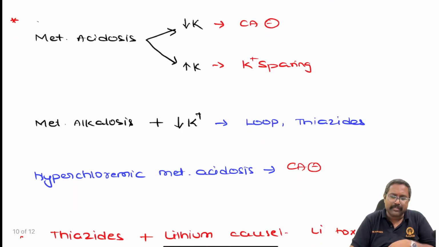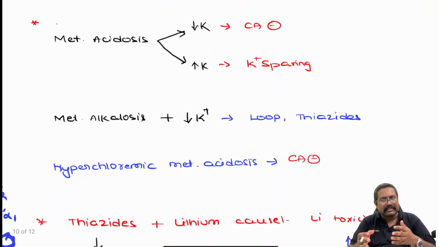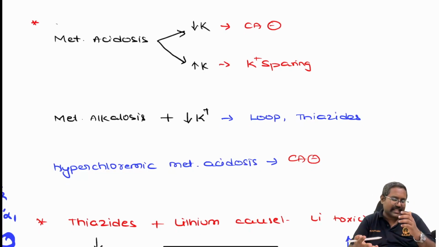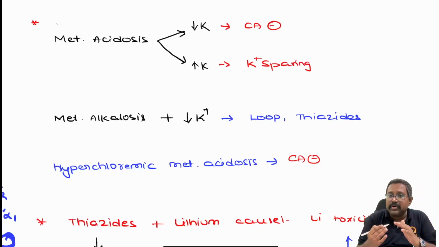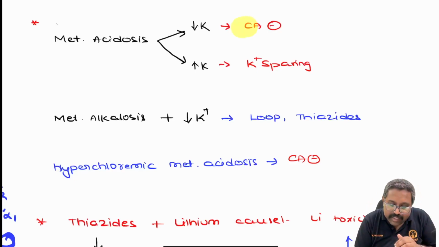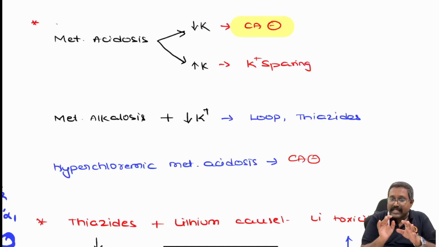Next, coming to a very very important concept: which are the drugs under diuretics which can cause metabolic acidosis, metabolic alkalosis, hyperchloremic acidosis, etc.? Let us find out. Metabolic acidosis, if it is associated with hypokalemia, that is a decrease in potassium, is mainly due to the carbonic anhydrase inhibitor. If the metabolic acidosis is associated with hyperkalemia, that means an increase in potassium, which diuretics can increase the potassium levels? It is the potassium sparing diuretics.